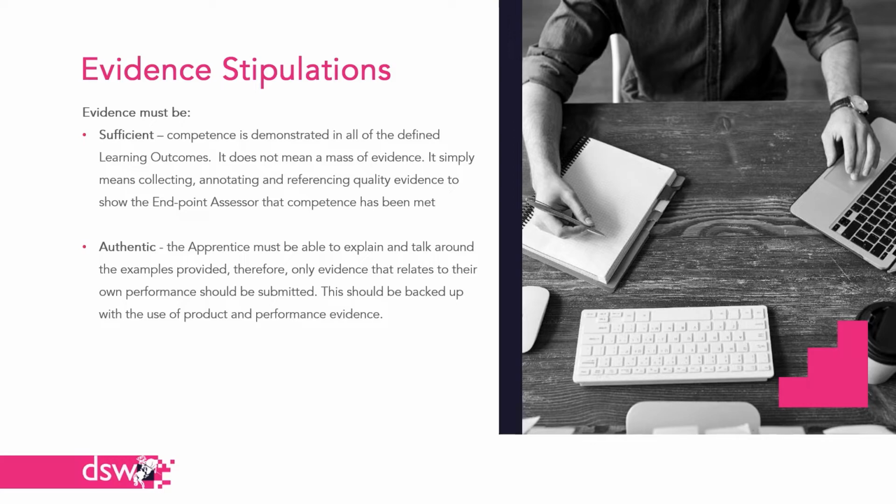Authentic means the apprentice must be able to explain and substantiate the evidence put forward. It's important to ensure that only evidence that relates to the apprentice's own performance is submitted. There is a declaration to be completed at Gateway to confirm that evidence will be authentic.